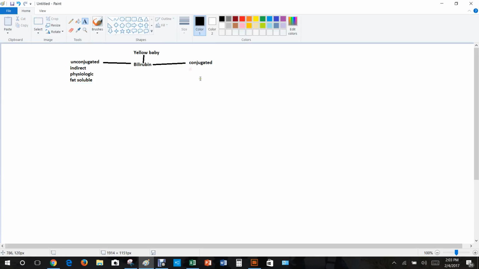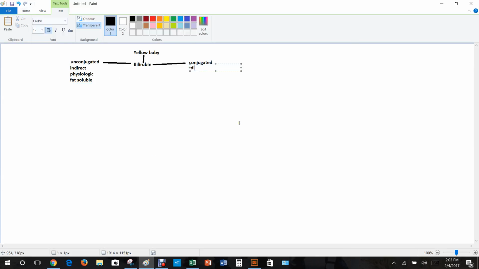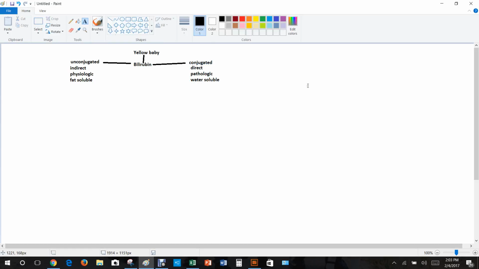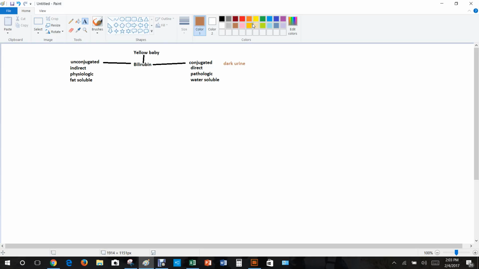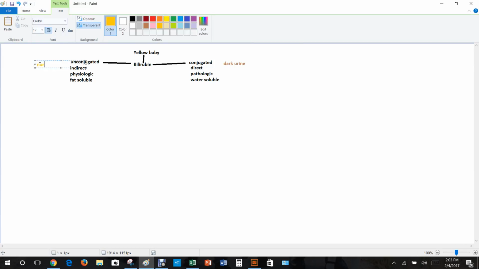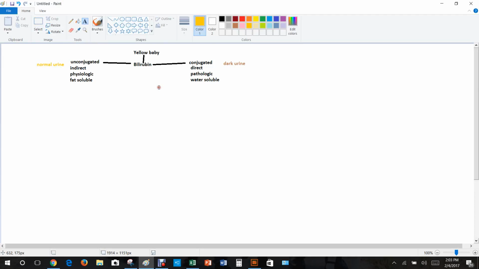So what if it's conjugated? Well, if it's conjugated, then we know that it must be direct bilirubin, and that it is pathologic, and that it is water soluble, so it can be excreted as urine. So what does that tell you about symptoms? I mean, right there we'd know, okay, if it's water soluble, it can be excreted in the urine. So it's very likely, if you see conjugated bilirubin, that you're also going to see some dark urine going on here, okay? And if you're looking at the other case, you're probably going to be looking at some normal urine, okay? So just a little clue there, kind of off the bat.